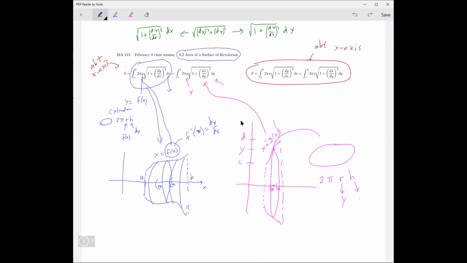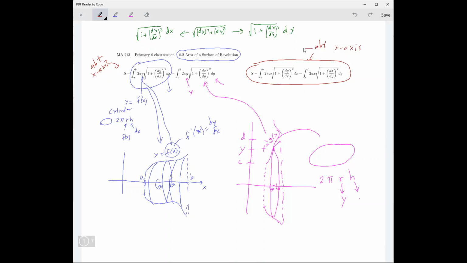The way you look at it is, if you're rotating about the x-axis, then you're using this one, and then you're using one of those two. The way you figure out which one is: do you have y equals f of x, or do you have x equals g of y? That should be pretty straightforward. So if you have y equals f of x, then you're calculating dy dx. If you have x equals g of y, then you're calculating dx dy.